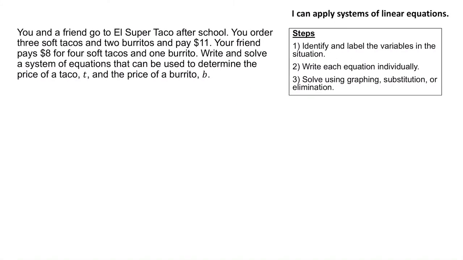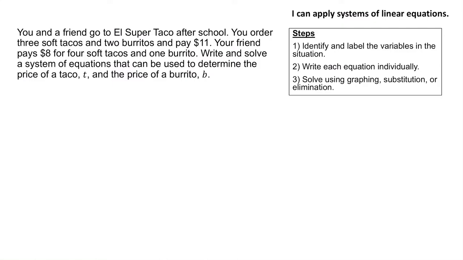You may remember this problem that was from the very first lesson in this unit. Now we're going to work on solving it. You and a friend go to El Super Taco after school. You order 3 soft tacos and 2 burritos and pay $11. Your friend pays $8 for 4 soft tacos and 1 burrito. Write and solve a system of equations that can be used to determine the price of a taco T and the price of a burrito B.